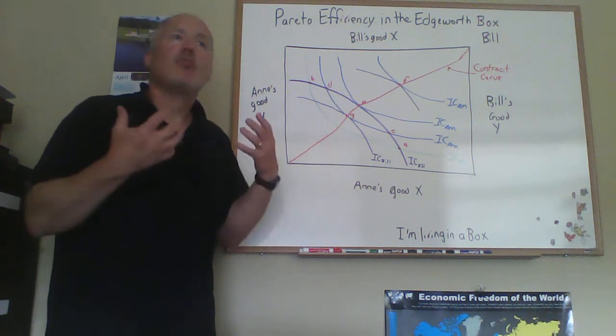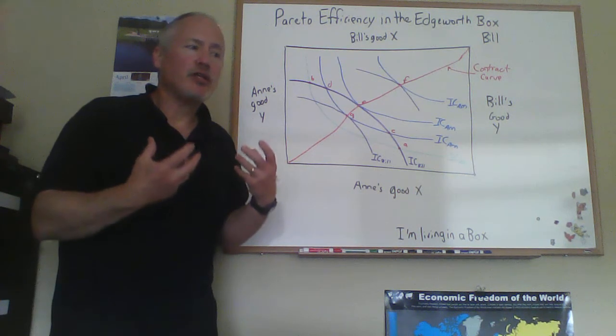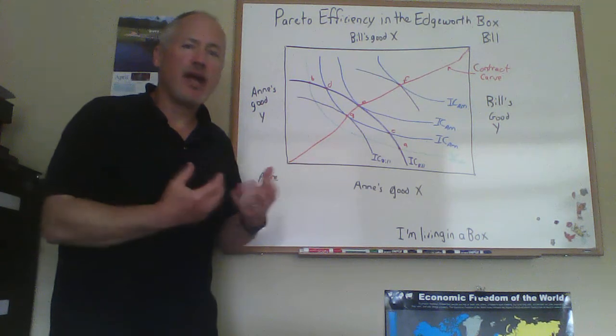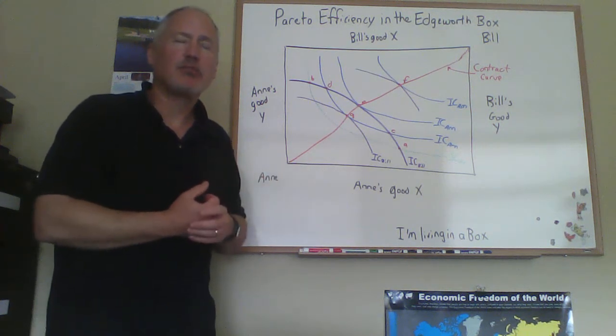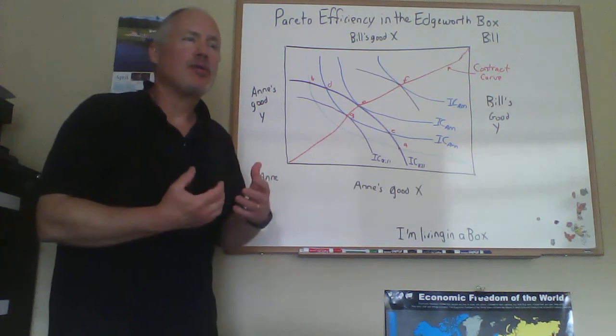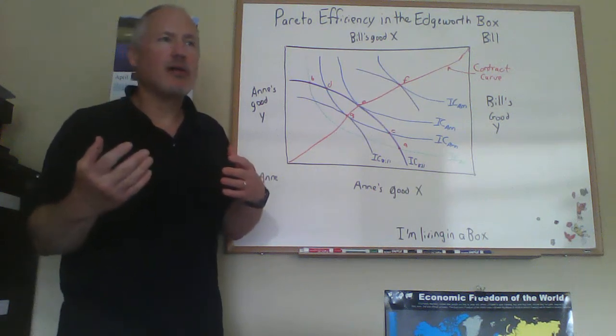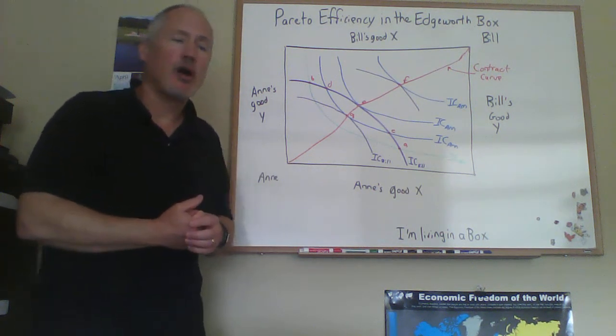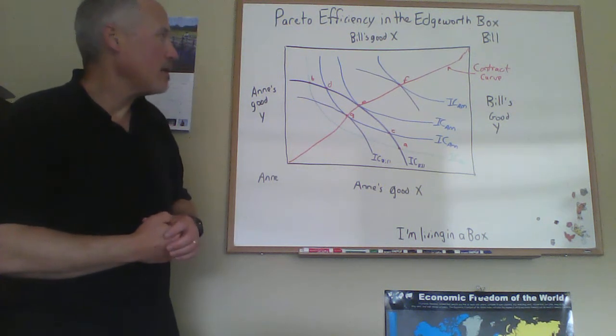Pareto efficiency is really about making sure that we've maximized the gains from trade, that there are no gains from trade left to be exploited in the economy. There's no way we can make somebody better off without making another person worse off. And so that's what Pareto efficiency is all about.